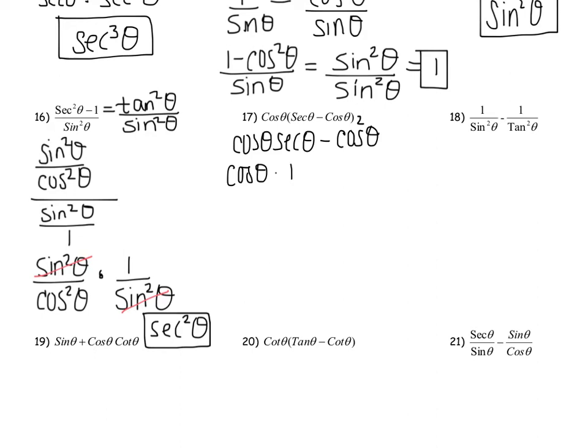Secant of theta is 1 over cos. So these cancel, and I'm just left with 1. And it's really 1 minus cosine squared theta, which is sine squared.